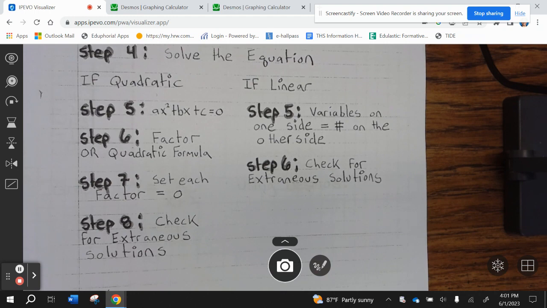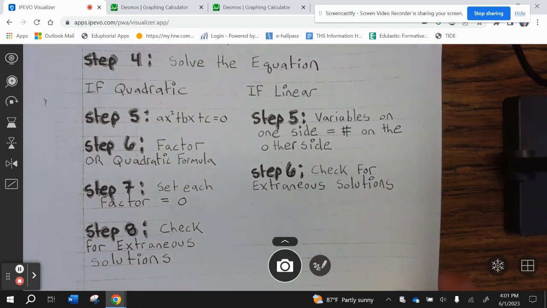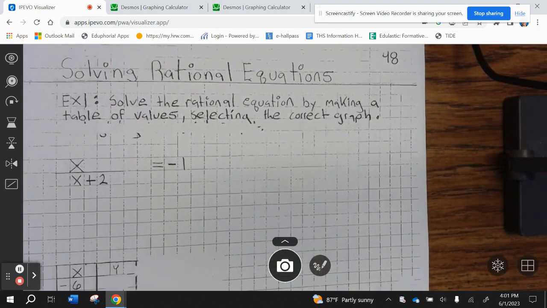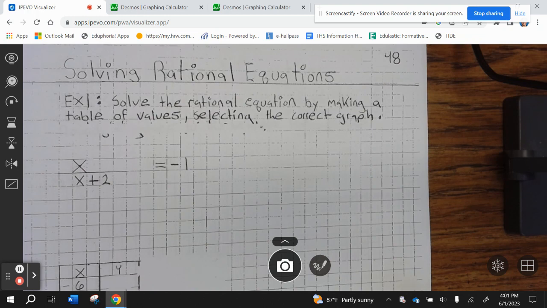If linear, step 5, variables on one side equal to a number on the other side. And step 6, check for extraneous solutions. Okay, let's take a look at the first example. Example number 1. Solve the rational equation by making a table of values, selecting the correct graph.